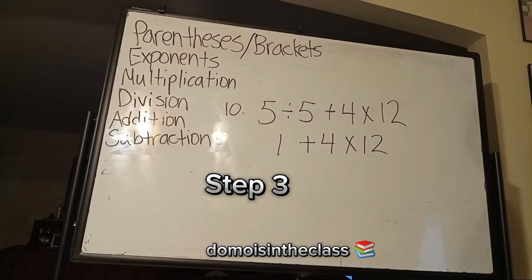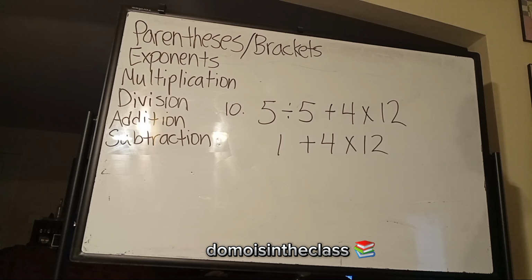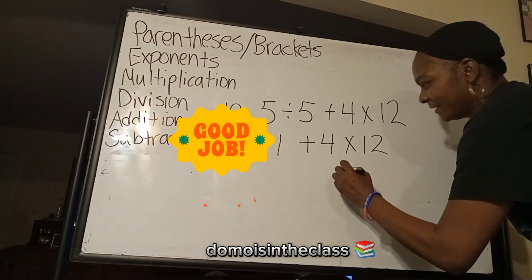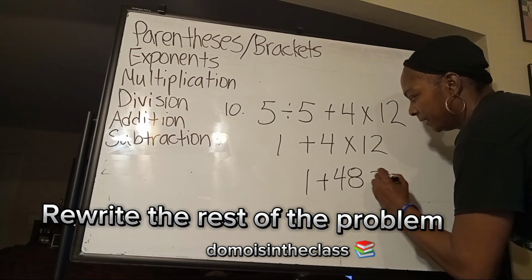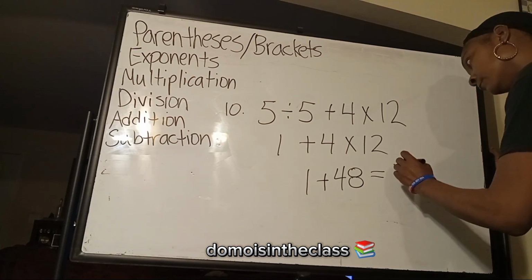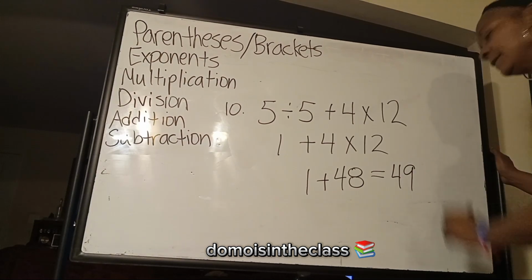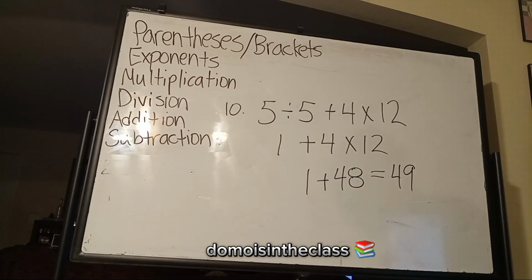Now we look at our list again. No parentheses. No exponents. Do we have multiplication? Yes. All right. So what's 4 times 12? 48. Great job. So we get a 48 here, plus 1 equals, what's 48 plus 1? 49. There we go. That's the answer. Great job. 49. You're getting really good at this.